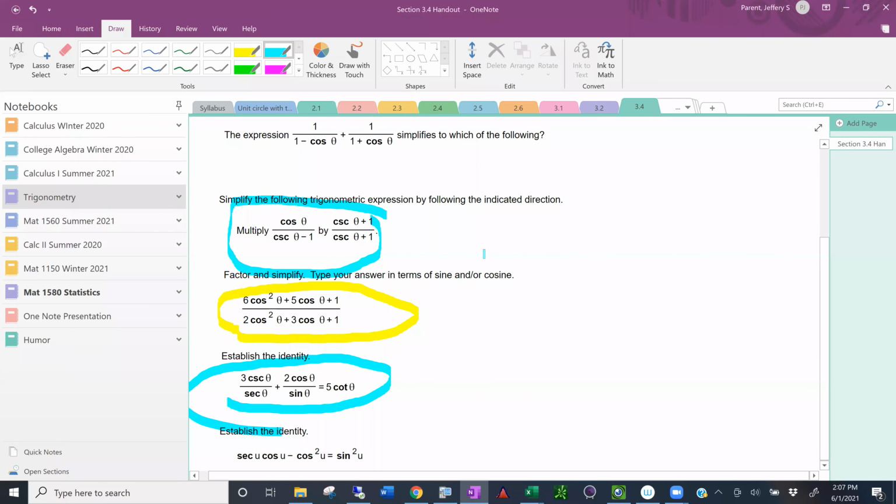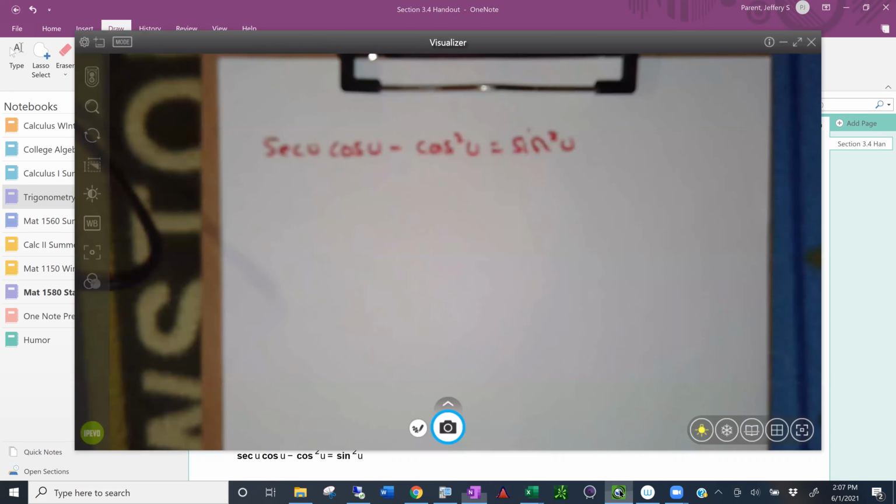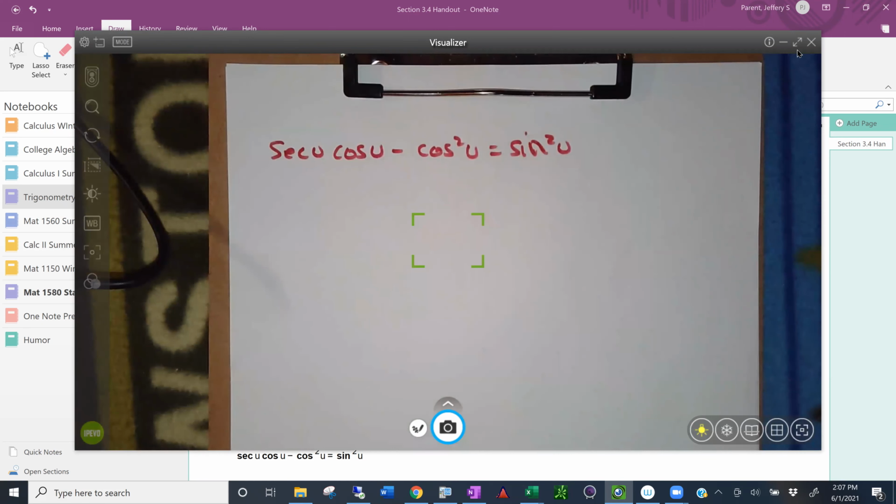Last one. We'll knock this one off quick. It's kind of nice because it's a combination of a couple of things we've done and a reminder of some stuff as well. So it's secant of u times cosine of u minus cosine squared of u equals sine squared of u. It's the one down at the bottom. Let me click back over to my screen here and get it in focus. Come on, focus. Thank you.